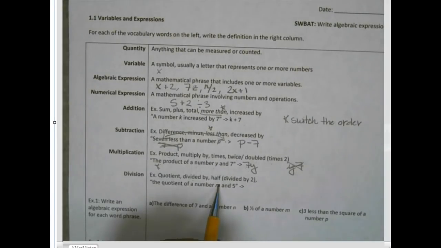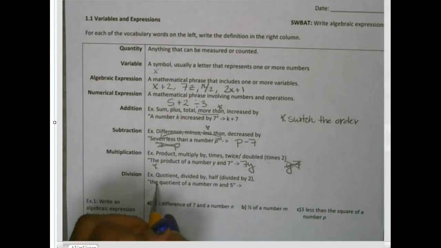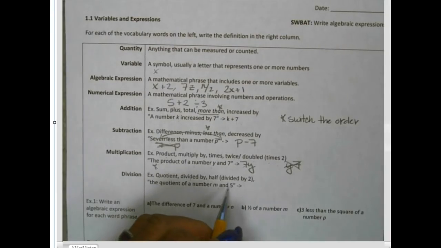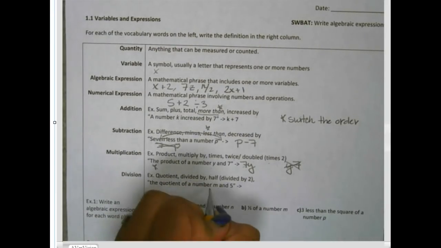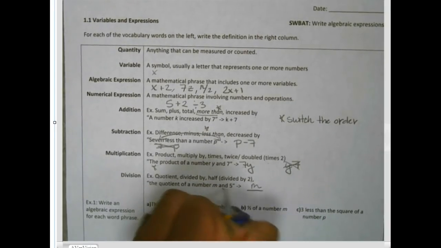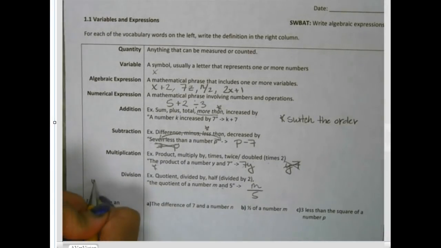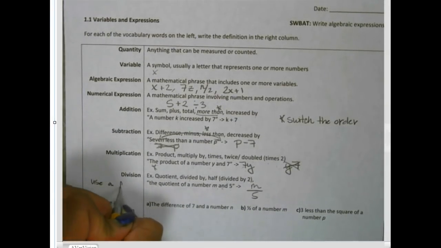Half is one of those ones that's kind of implied, but we don't always see it as listed. And half, of course, is divided by 2. Okay, so the quotient of a number m and 5. So whatever one comes first should be on top, and then 5 will go on the bottom. When I do division, I want you to always use a fraction.